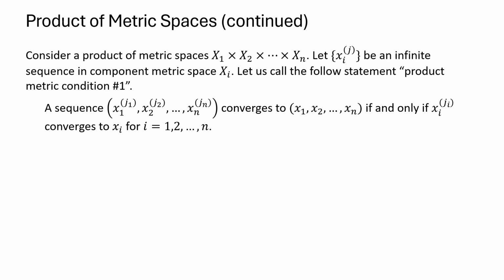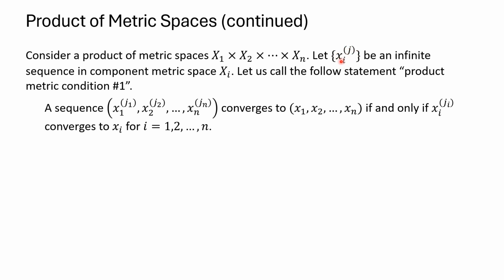Let's continue with our discussion of product metric spaces. Consider a product metric space, as we defined before, X sub 1 cross product X sub 2 and so forth to X sub n, where these X's are metric spaces. And then let's say we have an infinite sequence in each one of these. So we use this notation here, x sub i to the j.